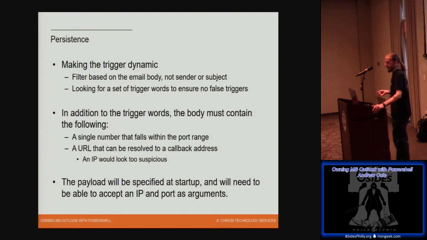Customers don't like that. Additionally, it's going to have a single number in it that falls within the port range. The final thing we're going to need is a URL in there that's going to resolve to our callback IP address. So you'll have to have a payload here. I'd use something like MSFNM to prep a payload that doesn't have a callback IP or port, but requires these parameters be specified. It's not that hard to do, and that way we can have the same payload call back to a different IP address every time we get on.